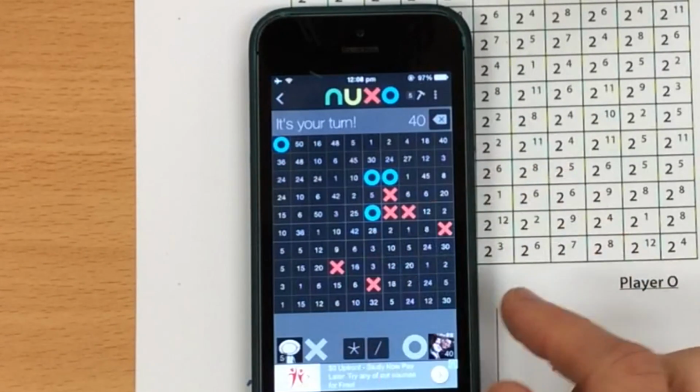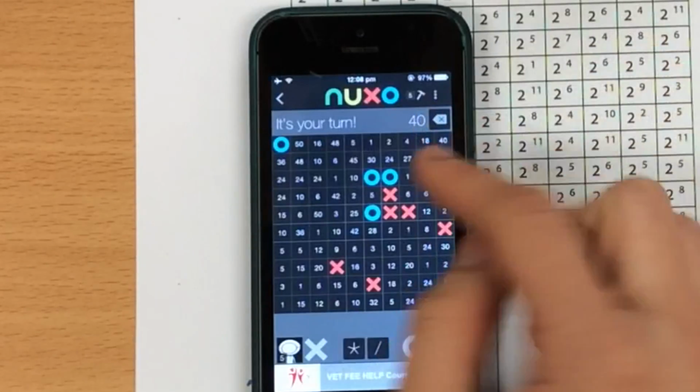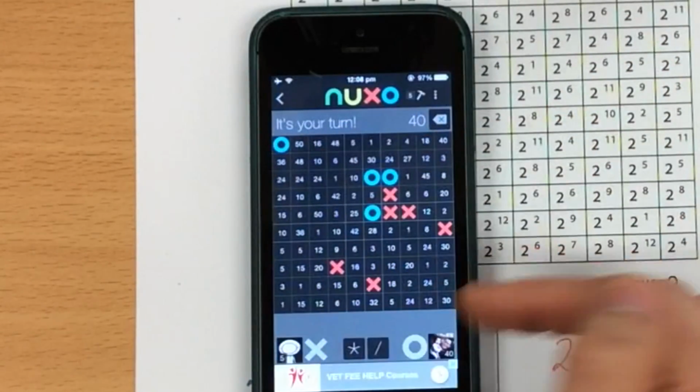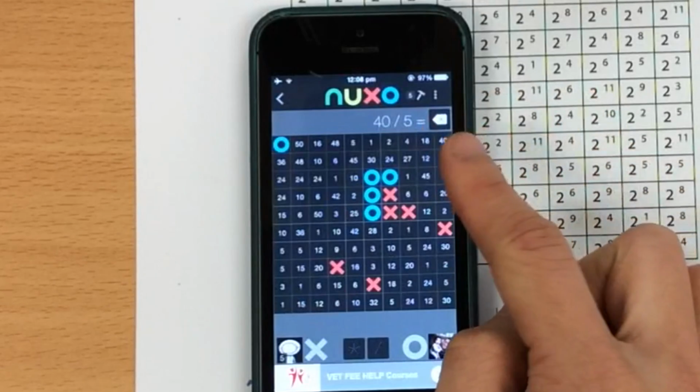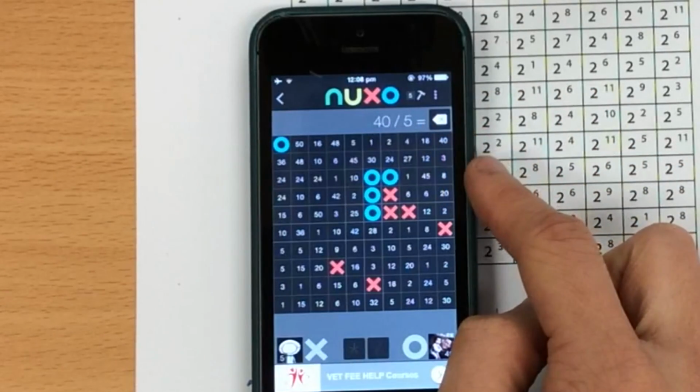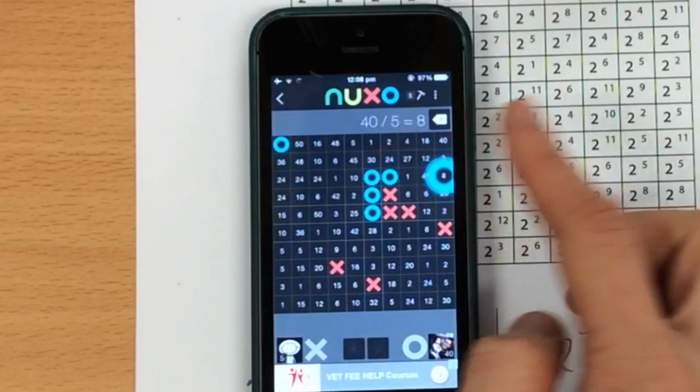He's going to keep trying to go there. I guess 40 is a really big number. It's one of the biggest on the board. I shouldn't multiply anymore. I guess I should divide. Maybe if I divide by 5, then I've got an 8 over here. Is there any other 8s? Okay, I guess I'll just take that.